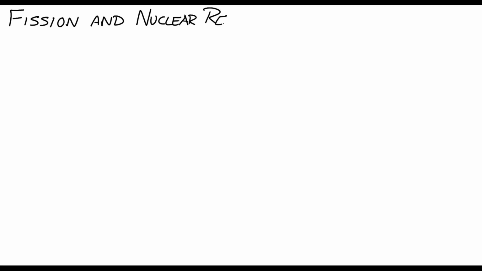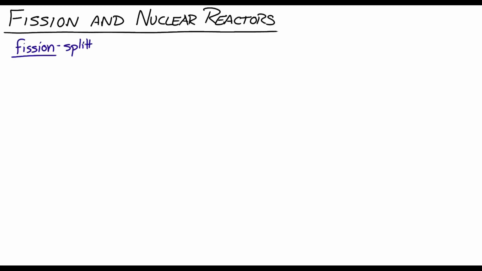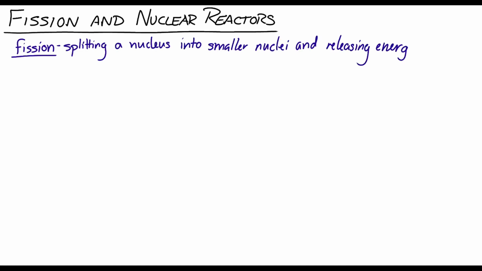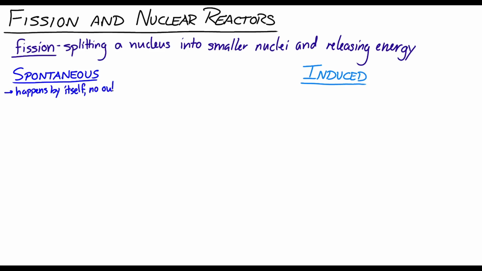Let's take a look at fission and nuclear reactors. Fission is the act of splitting a nucleus into smaller nuclei and releasing energy in the process. This fission process can be either spontaneous or induced. Spontaneous just means that it happens by itself without any outside influence.